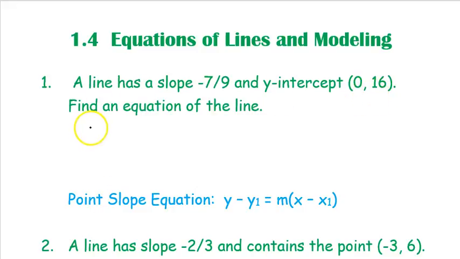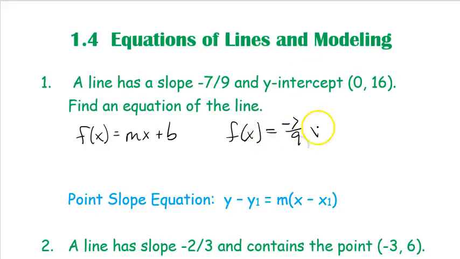line. So if you remember, we're talking about how we use f(x) = mx + b to be the equation of a line. That's slope-intercept form. Since we have both of those numbers, we can just plug them in and say f(x) = -7/9 x + 16, because that would be our y-intercept here. And so those problems are really easy when they give you the slope and the y-intercept.